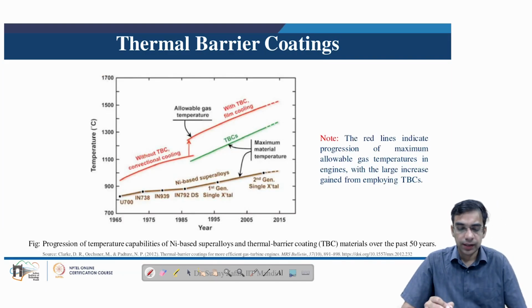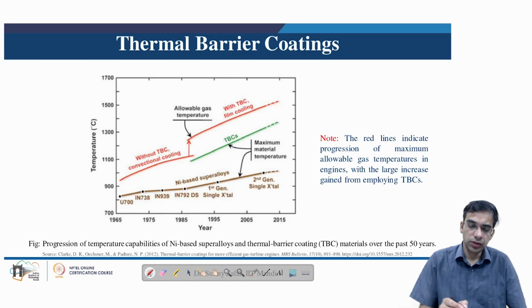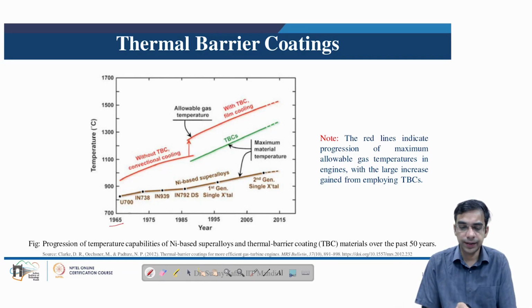So next we can see how the use of thermal barrier coating has increased the maximum allowable gas temperature in gas turbine engines. Starting with the year 1965, when the superalloys were first invented, these superalloys were based on Udimet, and subsequently Inconel based superalloys were developed. The maximum gas temperature at which these superalloys could function was of the order of 800 to 900 degrees centigrade.